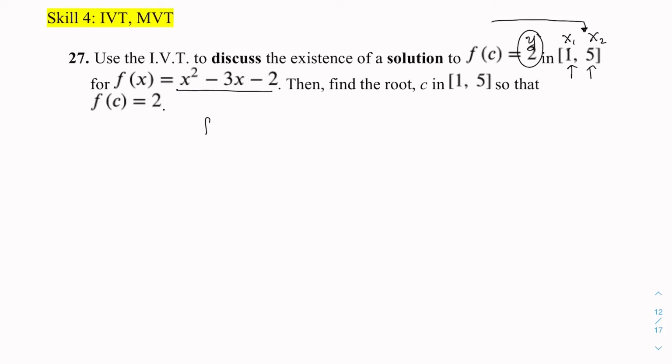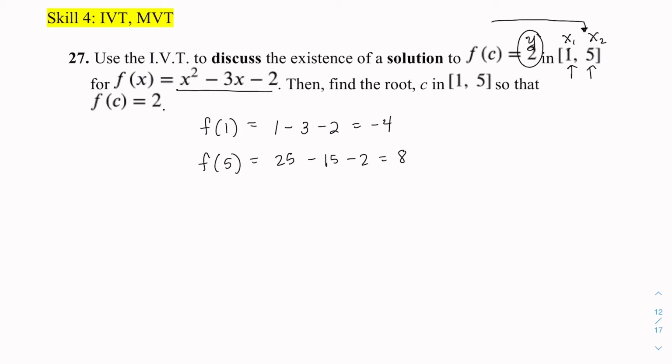So the first thing we'll do is find what f of 1 is. F of 1 equals 1 minus 3 times 1 minus 2. 1 minus 3 is negative 2. Minus 2 again is negative 4. And so, time for our second endpoint. F of 5 equals 5 squared, which is 25, minus 3 times 5, or 15, minus 2. 25 minus 15 is 10, minus 2 is 8.